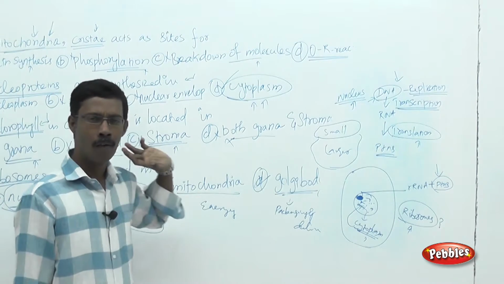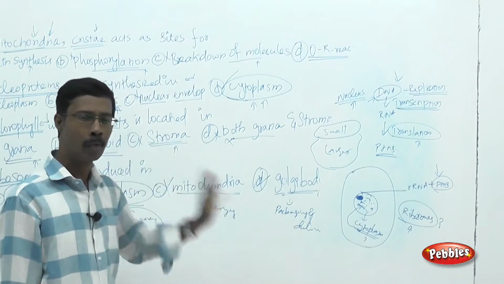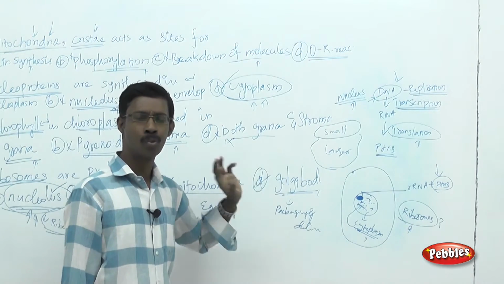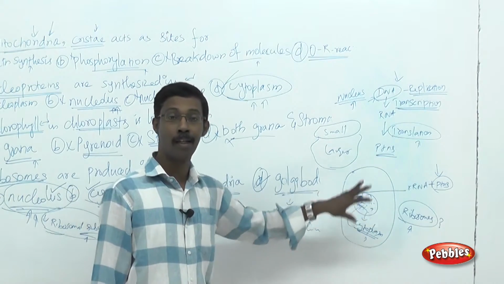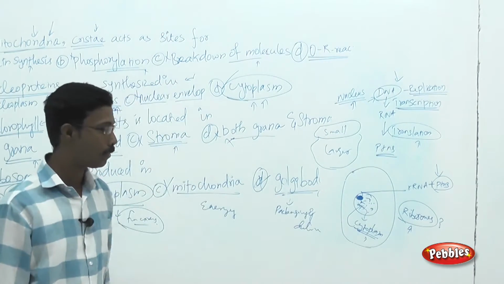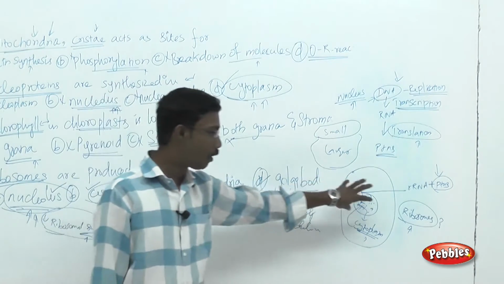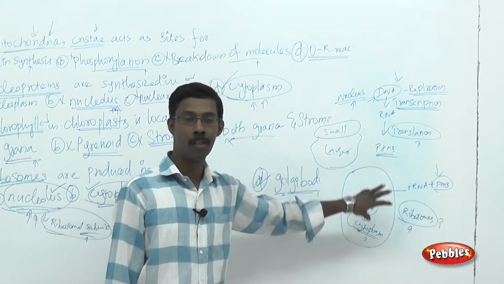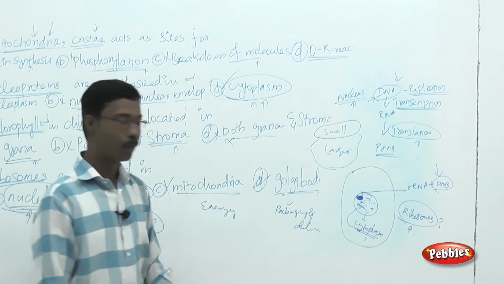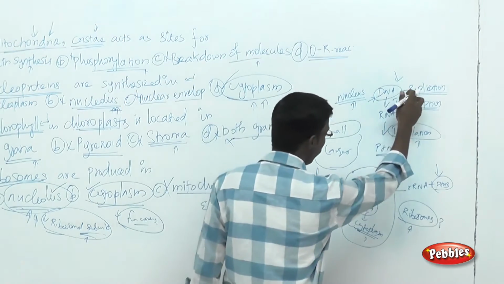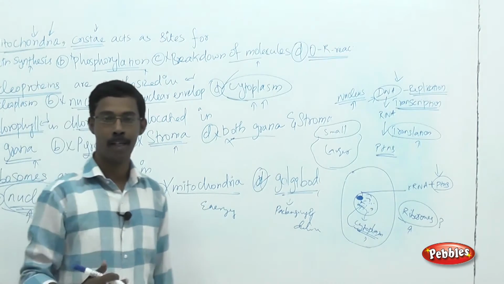This is a very important topic, a very important question. You can expect many questions from this area, because many students get confused with the transcription and translation sites in eukaryotic cells. In eukaryotic cells, you have to remember two areas: within the nucleus and outside the nucleus. Within the nucleus means nucleoplasm, outside the nucleus means cytoplasm. So within the nucleus, replication and transcription happen. Outside the nucleus, translation happens.